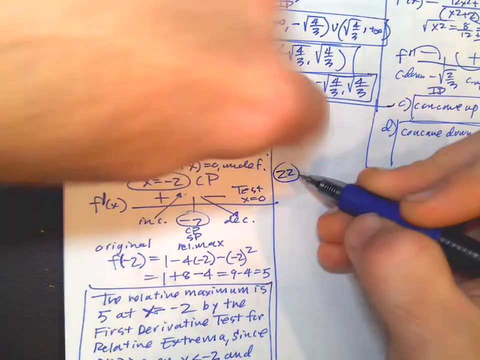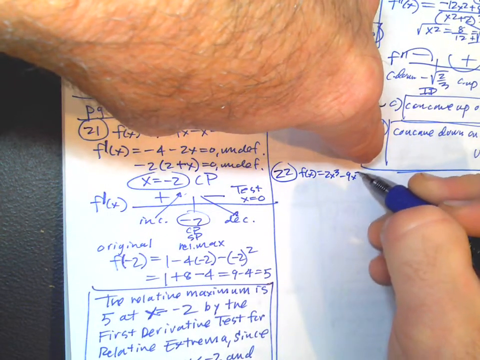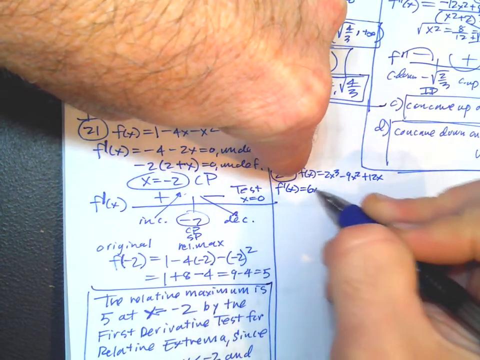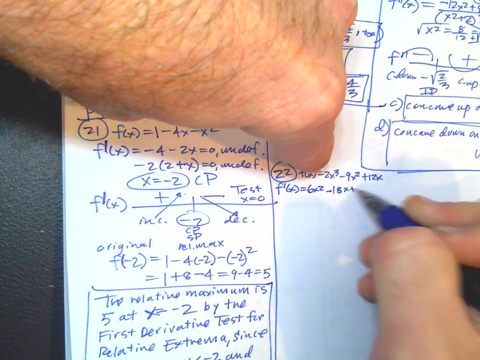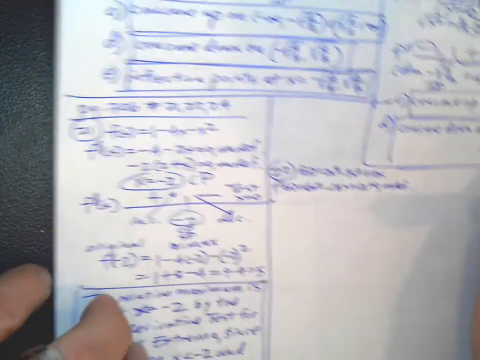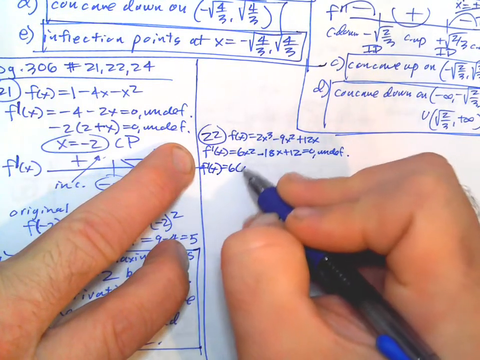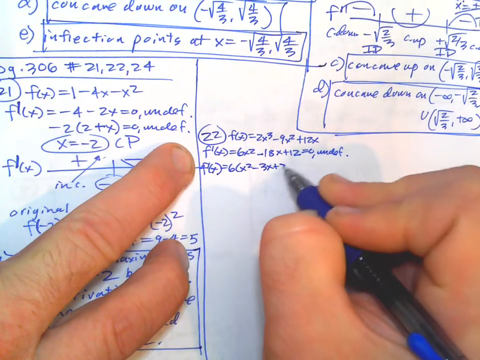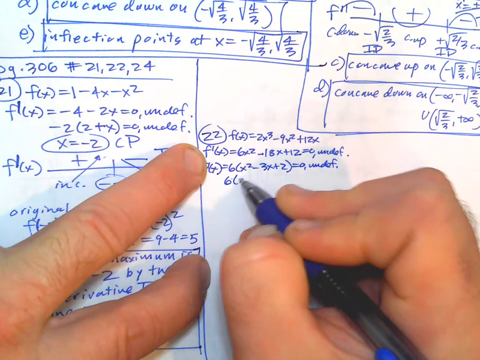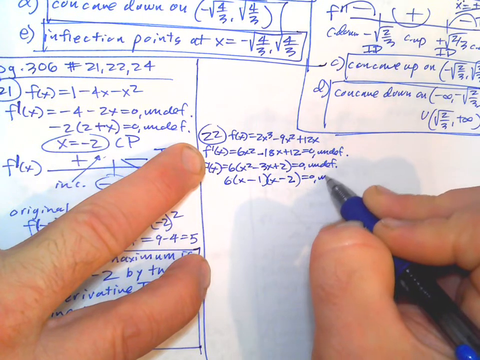22, same kind of thing. f of x equals 2x cubed minus 9x squared plus 12x. Gotta take the derivative. It's gonna be 6x squared minus 18x plus 12. I'm gonna set equal to 0 or undefined. We should factor it. So I think we take a 6 out of all that stuff. That would make it easier. 3x plus 2. And then let's see if we can factor this. x minus 1, x minus 2. Perfect.